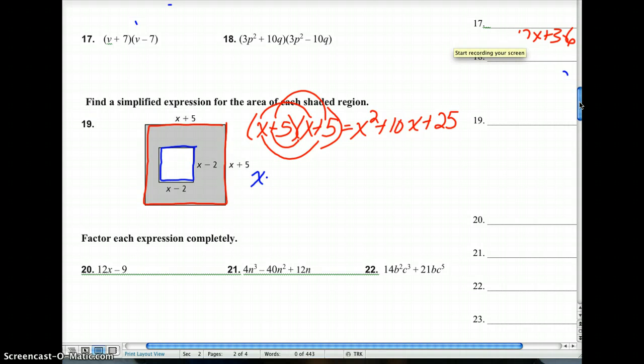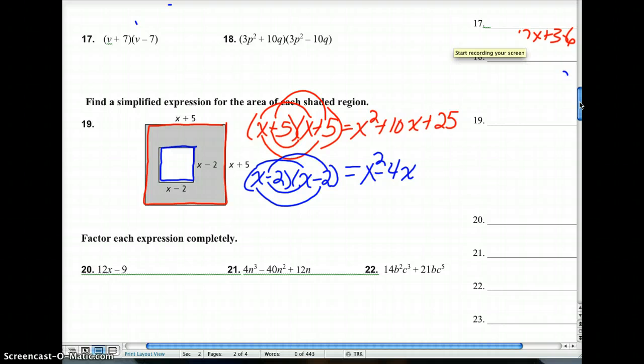So the next thing I need to do is find the area of the inside square. And to do that, again, I FOIL. First, x squared minus 2x gives me minus 4x. And my last, a negative times a negative, will give me a positive 4. All right, so what I've got is the big one and the little one. So what I need to do is remove that inside square from the area of the entire thing, which means I need to subtract it.